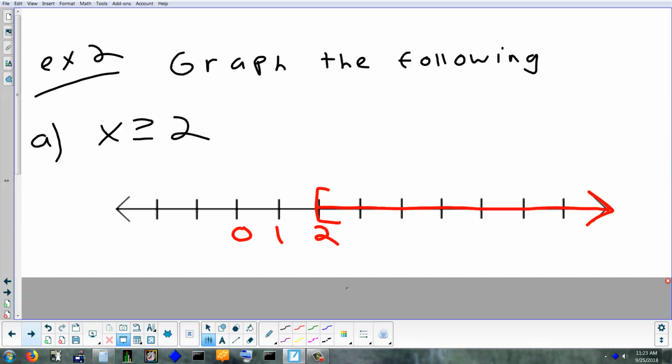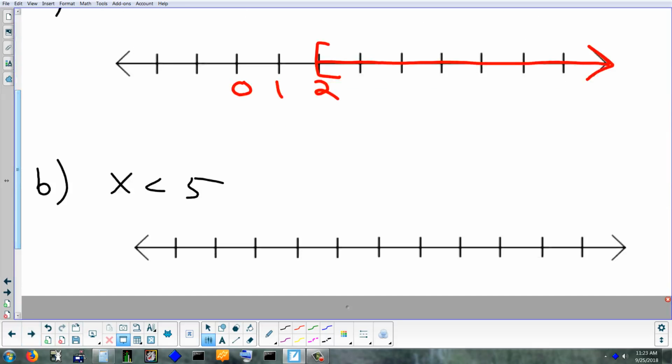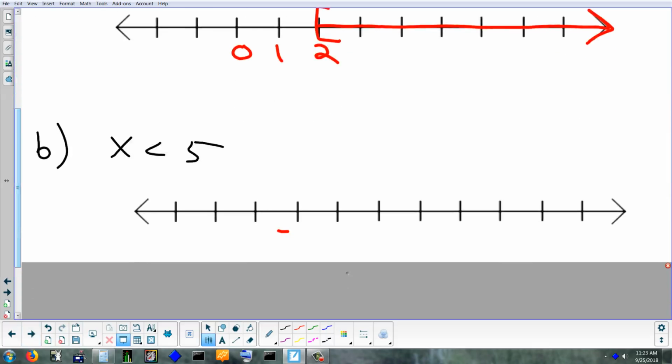So an unbounded interval has a ray, an arrow that goes in one direction forever without stopping. Another unbounded interval. Justin, what kind of symbol am I going to need on the 5 this time? Parenthesis. Yeah, I'm going to need a parenthesis. And which way is the parenthesis going to open? It's going to open to the left. So we're shading everything left. Any questions on that one?